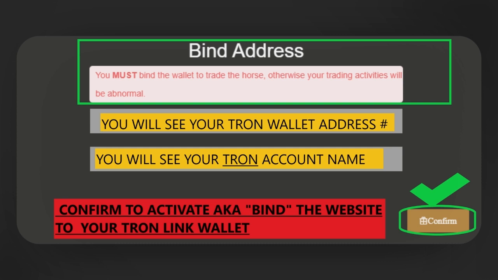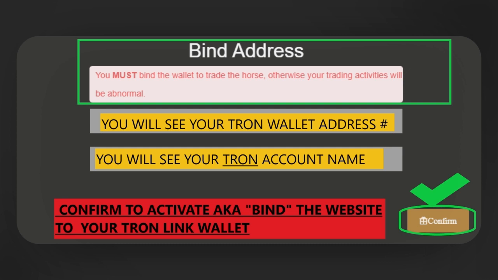After you connect your account, TRONLINK wallet, to the website by logging in, it should prompt you here to bind that account, to connect them. I have that highlighted in green. Underneath it, you will see your Tron wallet address number. I have that in yellow. Beneath that, you will see your Tron account number and your account name. So you will have your Tron wallet address number, your Tron account name. These you previously set up.